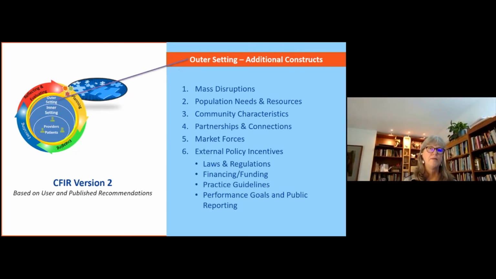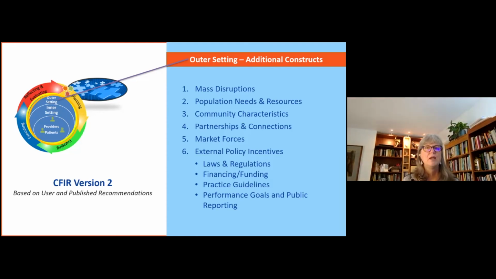So I already mentioned community characteristics and then needs and resources. It will still be patient needs and resources, but really looking at the population prevalence and demographics and also qualitative data as well. We're also recognizing, being in the middle of a COVID-19 pandemic and Delta variants and so forth, the key role of mass disruptions. And we will have a code specifically for that.